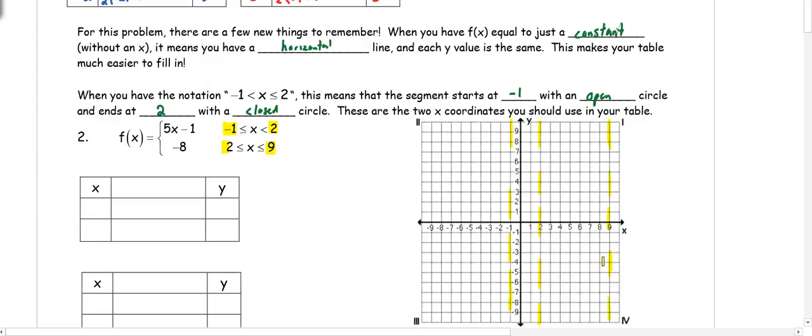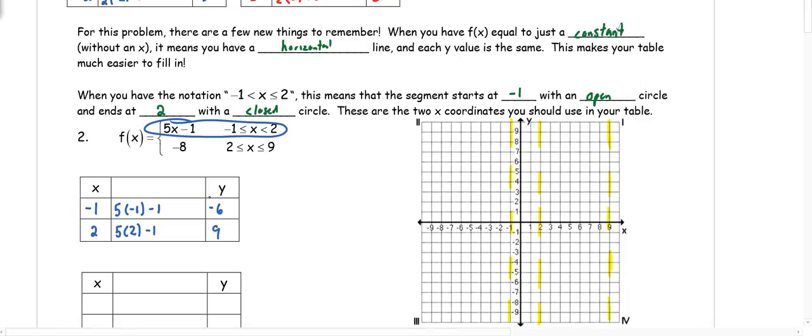Every time that we're on a dotted line, though, it's helpful to remember that it should have a circle, either open or closed. And if it's not on a dotted line, it should have an arrow at the point. So the first equation, we have 5x minus 1, and they gave us two numbers in the domain. So we're going to put both of those numbers in, -1 and 2. So I have 5 times -1 minus 1, which gets us -6. And I have 5 times 2 minus 1, which gets us 9.